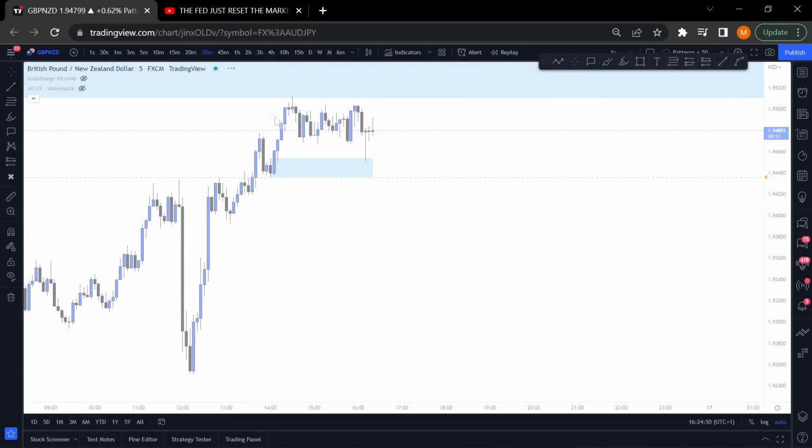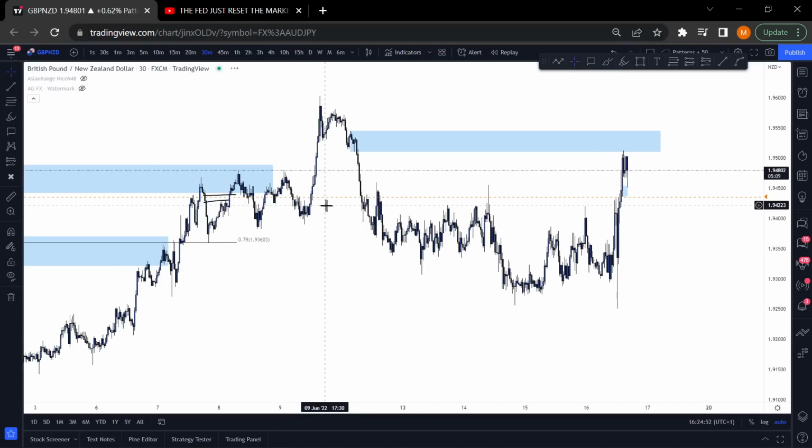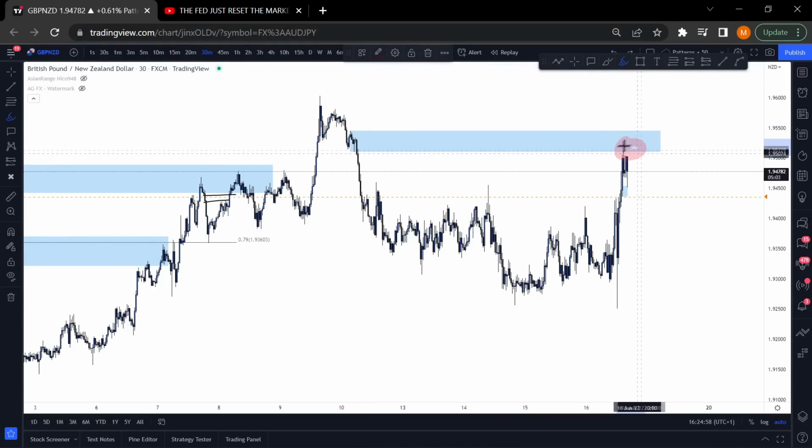But yeah, what I'm going to look to do today is I'm going to look to short GBP and ZD. GBP and ZD, you can see, just tapped into a lovely area of supply. This area of supply right here, market tapped into that supply and has sort of been consolidating now for a little while.